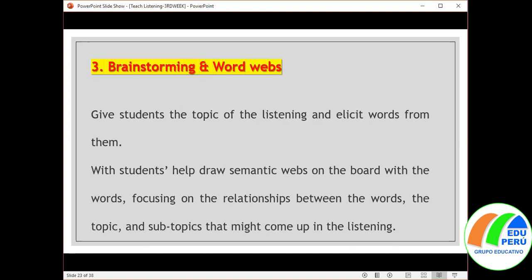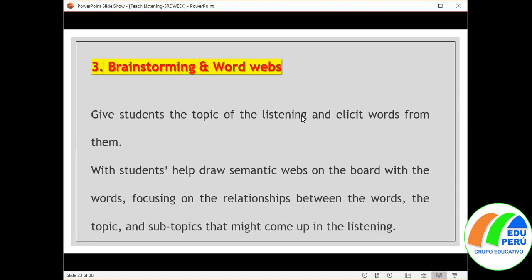So you give students that theme, that topic of the listening, and with this topic they are going to give you words, or you can give them some words. And then, with the students' help, you can draw some semantic webs. This is like a mind map, on the board with these related words, focusing on the relationships between these words. What is the relationship between the word and the topic? You can analyze this aspect, so they could have a better idea what the listening test will be about.